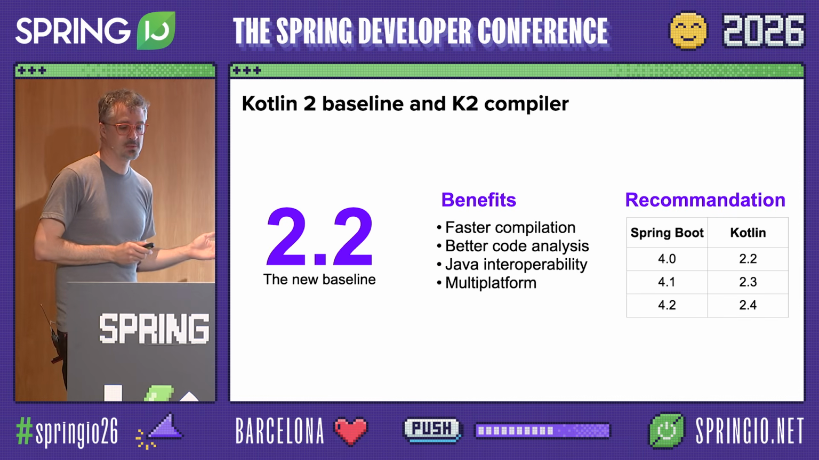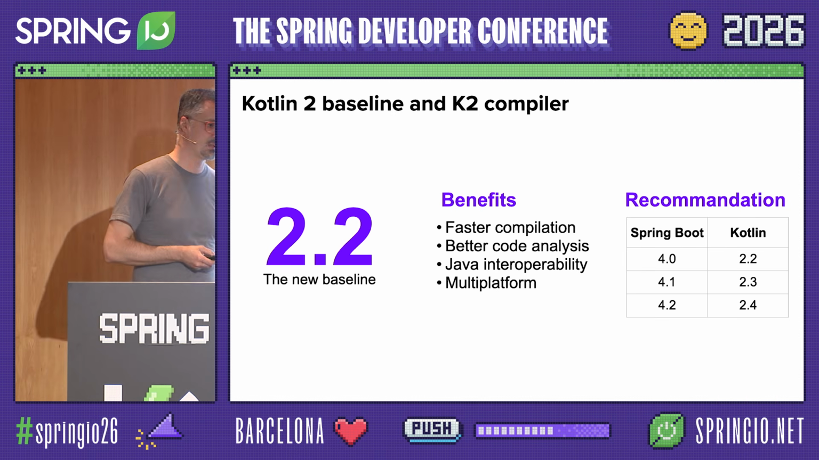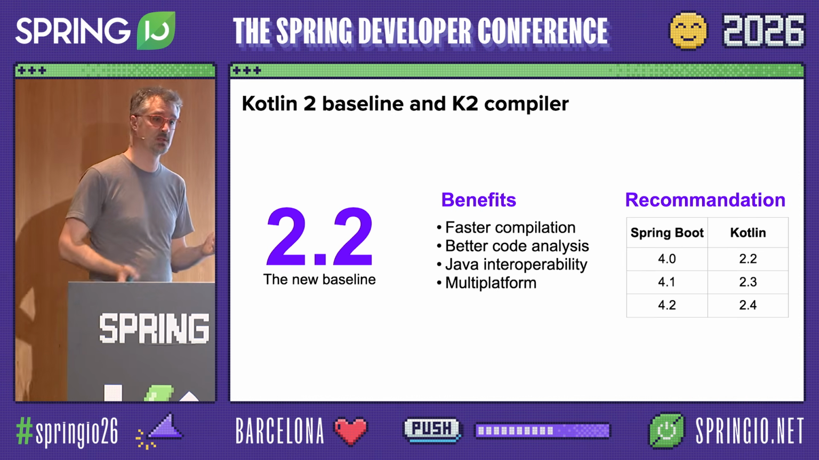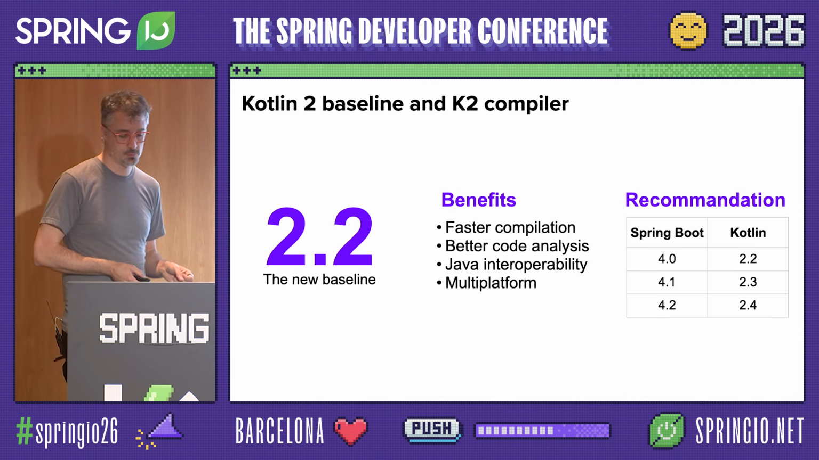For Kotlin, the big news is that we are raising the baseline to Kotlin 2. You could potentially use Kotlin 2 with Spring Boot 3, but it was not really well tested. The dependency management was still using Kotlin 1.x. So now the baseline is Kotlin 2.2.